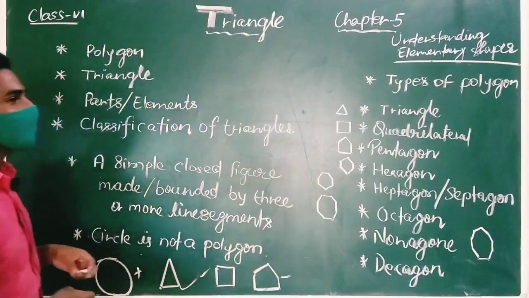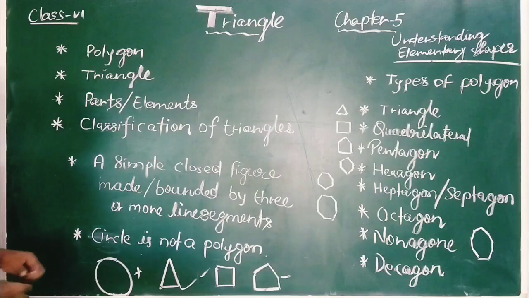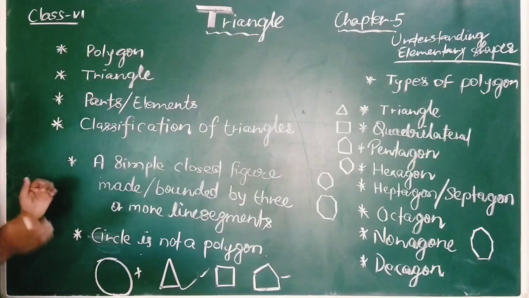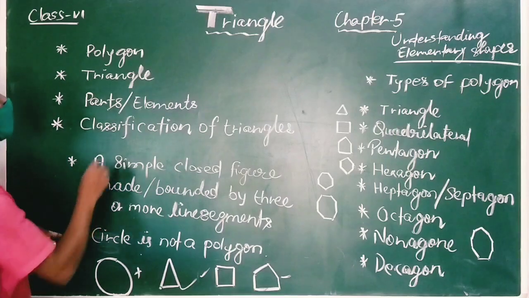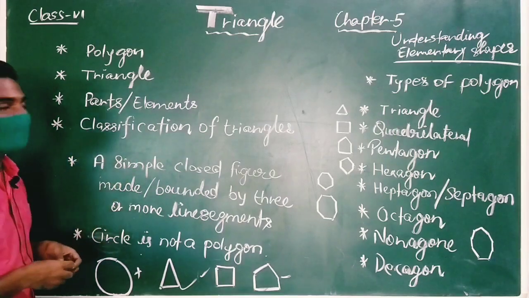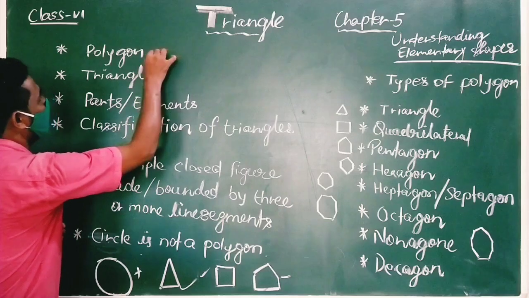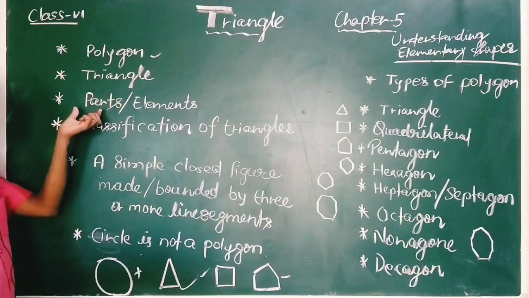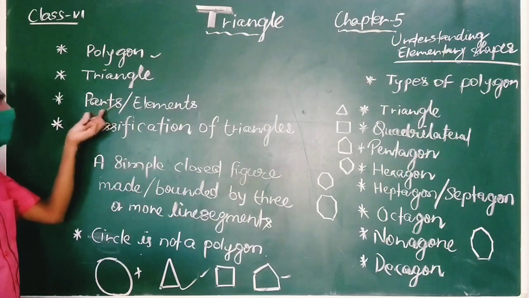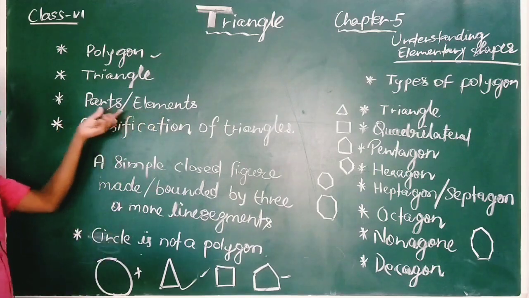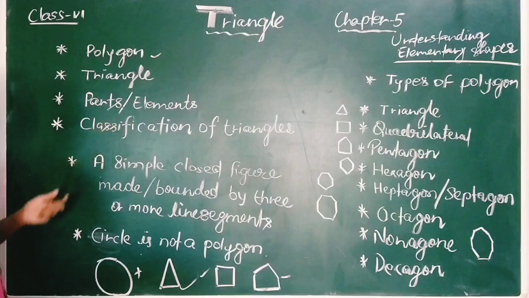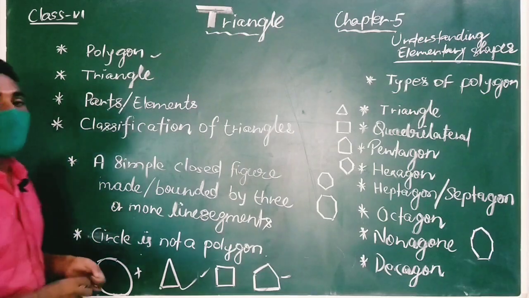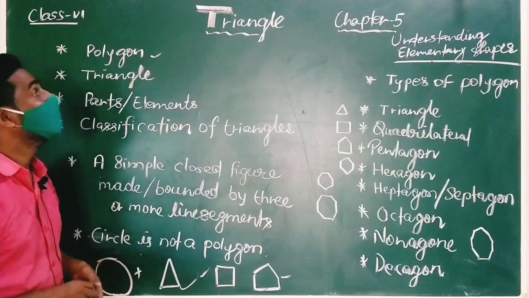types, let me just tell you the topics, subtopics which I will just discuss in this chapter. Before triangle, I will have to discuss, and you will have to understand, what is polygon. Thereafter the second topic will be triangle. Thereafter we will discuss triangle and its parts. Parts are also called elements, so parts or elements both are similar words. Thereafter we will just discuss the classification of triangles. So just have a look.